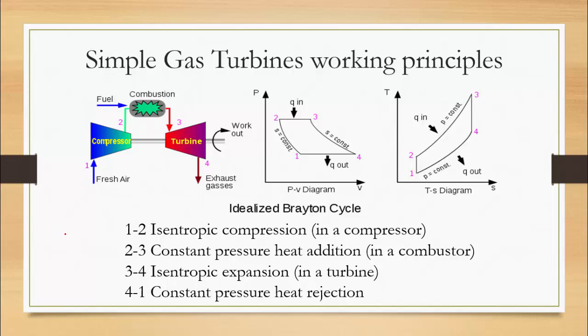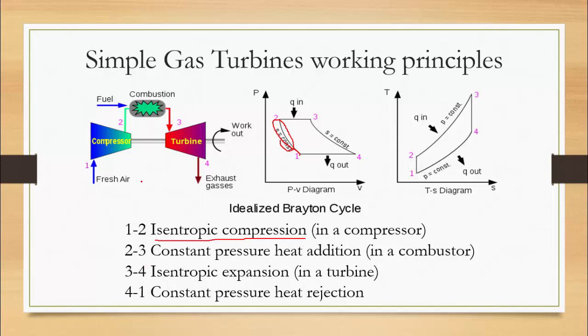Here I am giving the Brayton cycle for you. In stage 1 to 2, that is in the compressor stage, the air is compressed by an isentropic compression process. That is, in 1 to 2, air is compressed by the isentropic process.